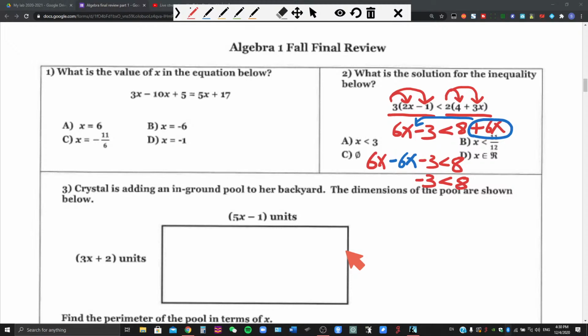Negative 3 is less than 8. That's always true. That means for any x, no matter what value x is, negative 3 is always less than 8. So for this inequality, it's always true, regardless of the value of x. So the solution will be for any value of x.